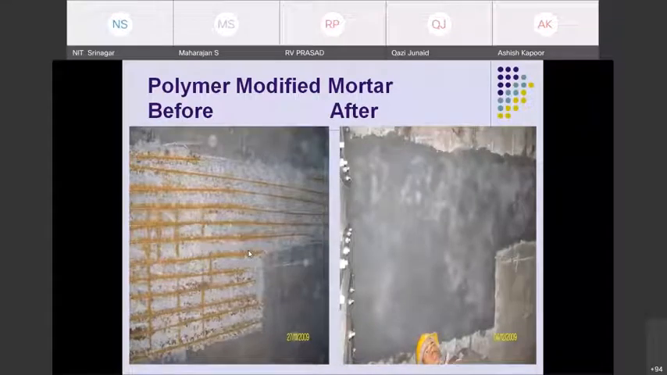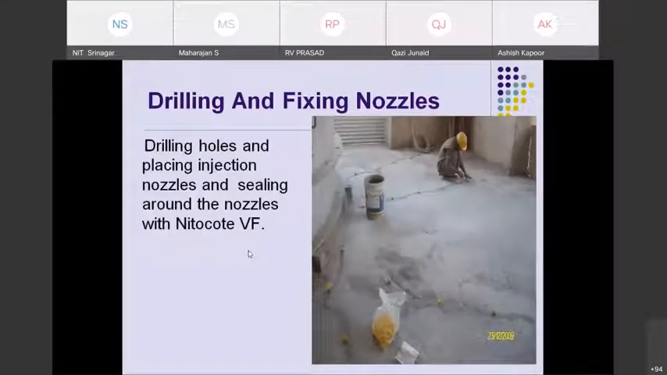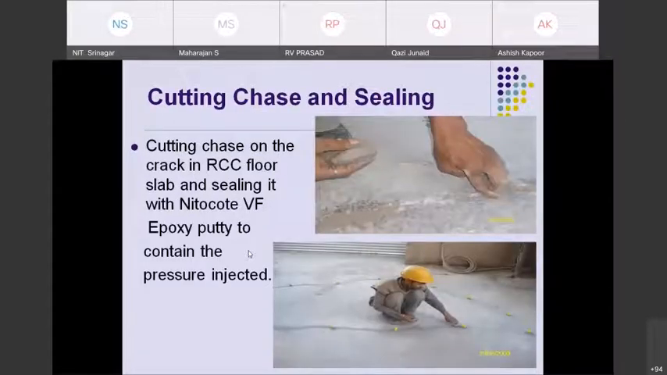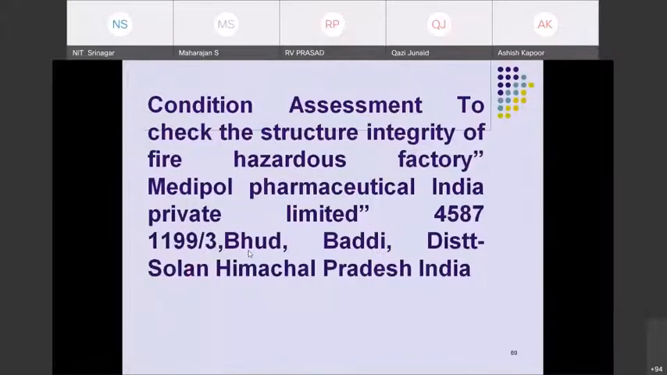So this is the before and after image, you can see. Again, the cracks were also there. We have sealed these cracks by this method. You can see we have sealed the crack, and the nozzles were fixed. From these nozzles we will inject the low viscous high strength epoxy grout. So this is how the putty was filled over there.